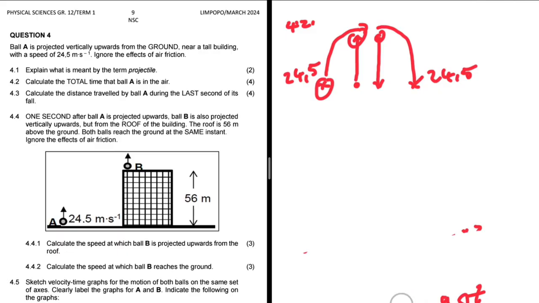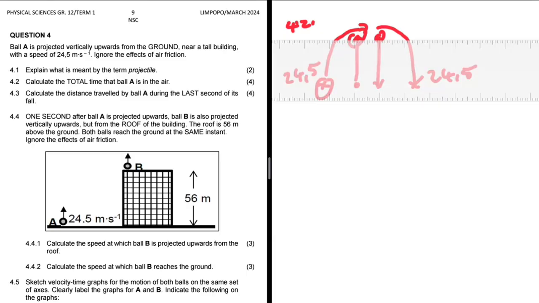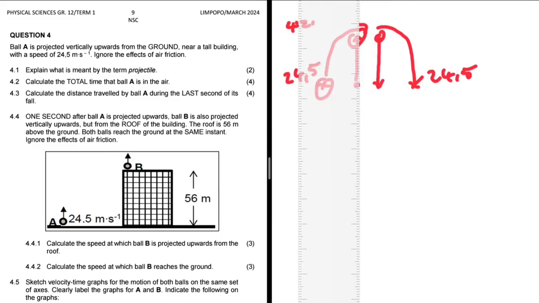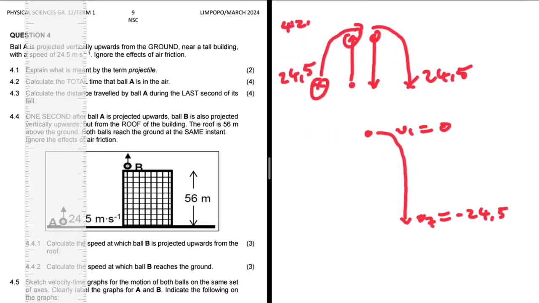Okay, so we're interested in the motion of the object, or the distance traveled, during the last second. Which approach can we take? Let's take a look at the motion of the object from maximum height to when it strikes the ground. The initial velocity here is 0, and the velocity at which it is going to strike the ground is minus 24.5. This part of the motion takes 2.5 seconds.